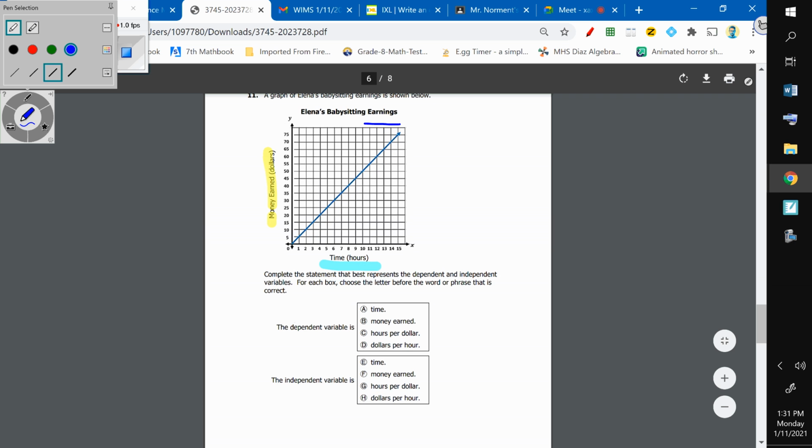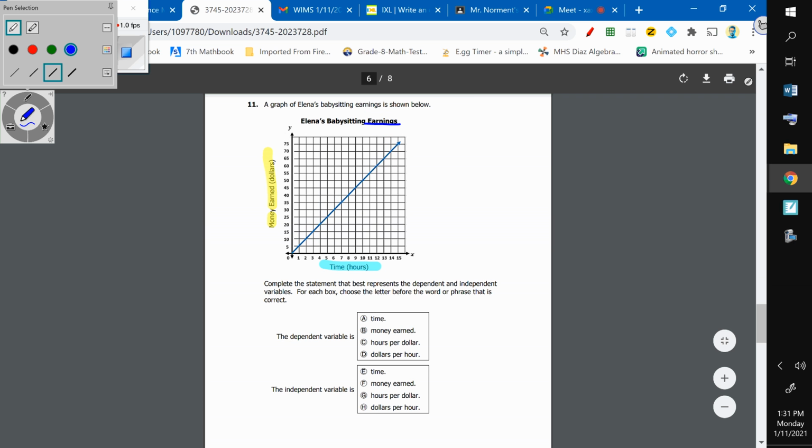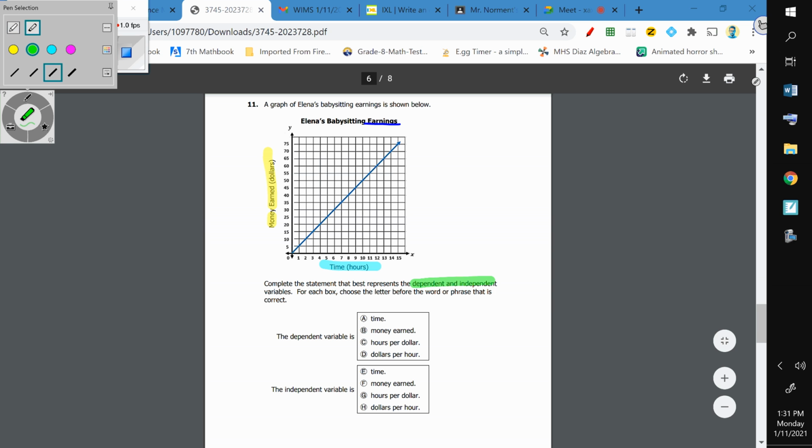So it says complete, I'm going to leave it right here. Complete this statement that best represents the dependent and independent variables. Now, class, we've talked about dependent and independent variables before. For each box, choose the letter before the word or phrase that is correct. Now, you should remember this. Okay? And here's what I'm going to say. The dependent depends on something. So either the money that she makes depends upon the number of hours she works, and if that's true, then that would be your answer.